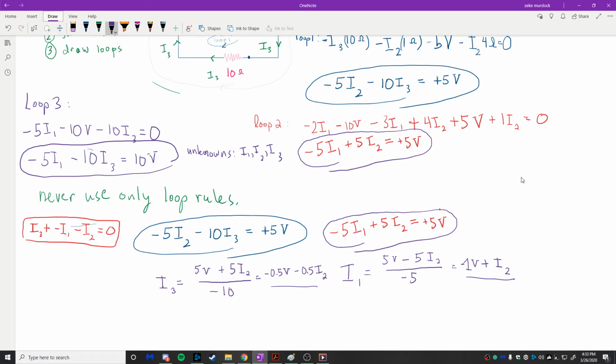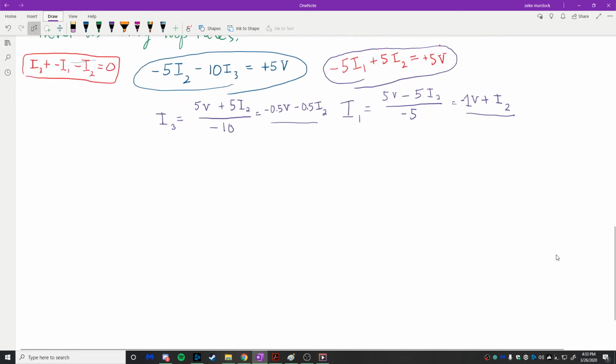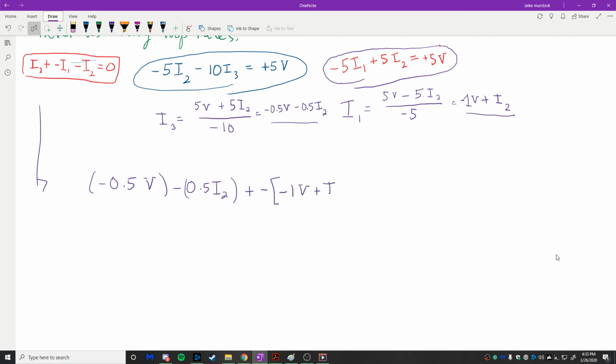And this equation says that if I take I3, so let's scroll down just a little bit. So if I take here from this equation, I3 is this, right? So we have negative 0.5 volts minus 0.5 I2. And then that's plus negative I1, right? So plus negative of I1. I1 is this one. Negative 1 volt plus I2. And then minus I2 equals 0. And then we just need to group terms.